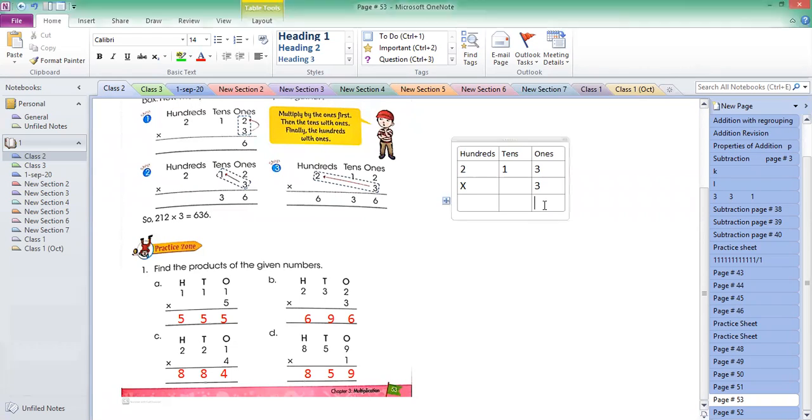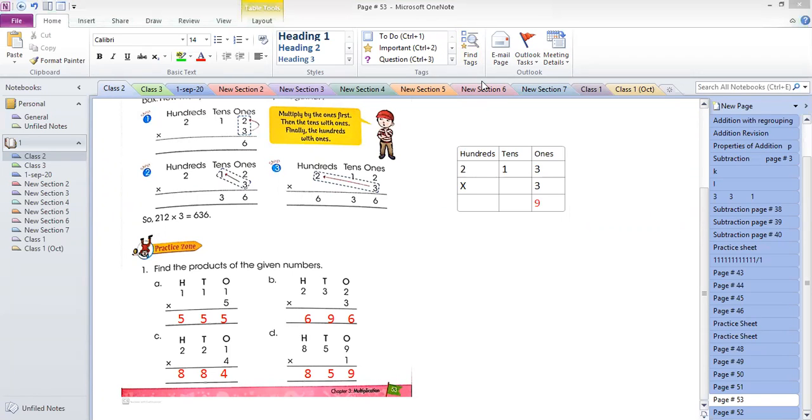Sharif, 3 multiplied by 3. What number should I write here? Yes, sir. 3 multiplied by 3. The 3 multiplied by 3 equals 9. Very good. The answer is 9. 3 multiplied by 3 equals 9. Very good.